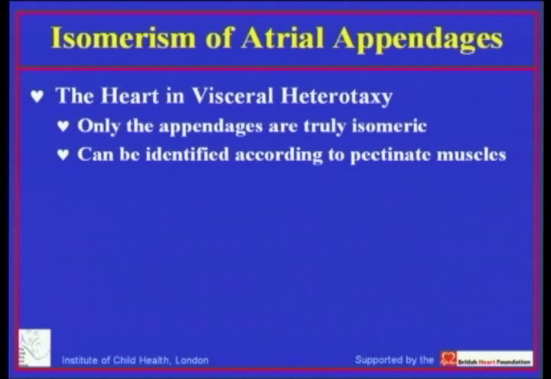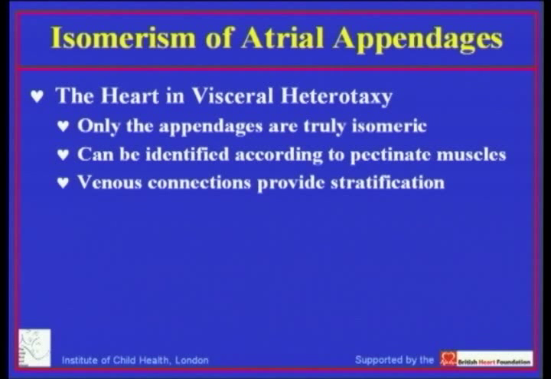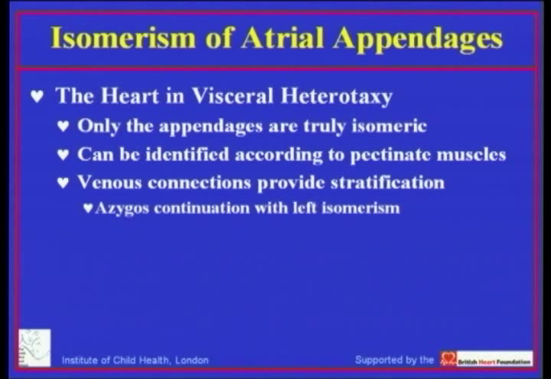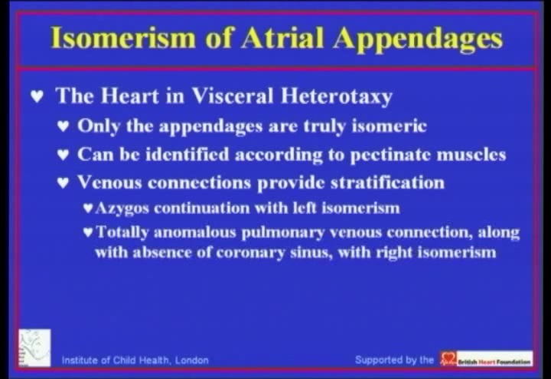We can identify those appendages as being right or left according to the extent of the pectinate muscles. It is the venous connections that permit us to stratify these patients into the two subsets of right and left isomerism. In left isomerism, we find azygos continuation. In right isomerism, we find totally anomalous pulmonary venous connection along with absence of the coronary sinus.